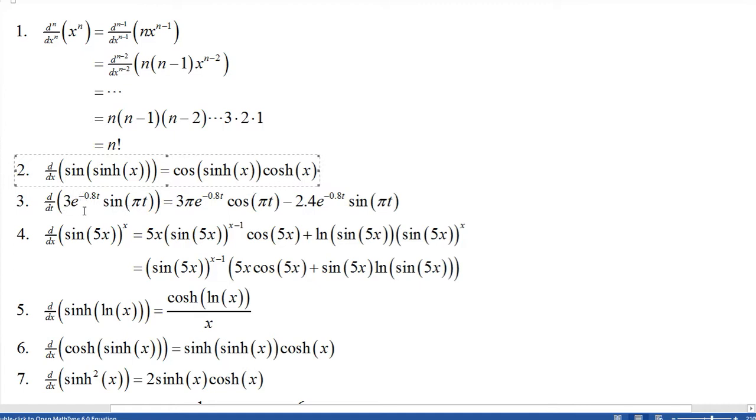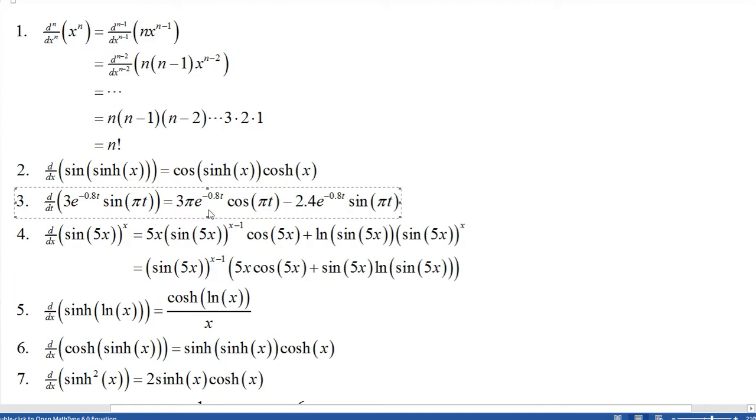The next one we're going to use the product rule. Think of 3 times e to the negative 0.8t as the first factor and sine of pi t as the second factor. So it's the first factor, 3 e to the negative 0.8t, times the derivative of the second factor. This is the derivative of sine of u, which is cosine of u, no minus. So cosine of pi t times the derivative of u. Derivative of pi t is pi, which I put out here.